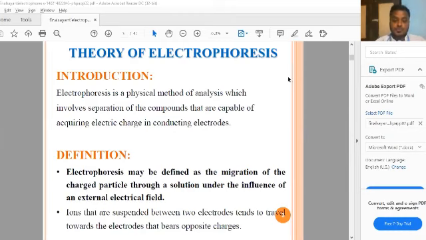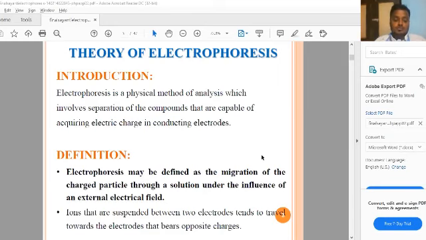Again, the introduction to electrophoresis: it is a physical method of analysis which involves the separation of compounds that are capable of acquiring electric charges in the conducting electrodes. The definition is the migration of charged particles through the solution under the influence of an external electrical field. So the positively charged particle of the compound moves to the negative charge in the electric field.